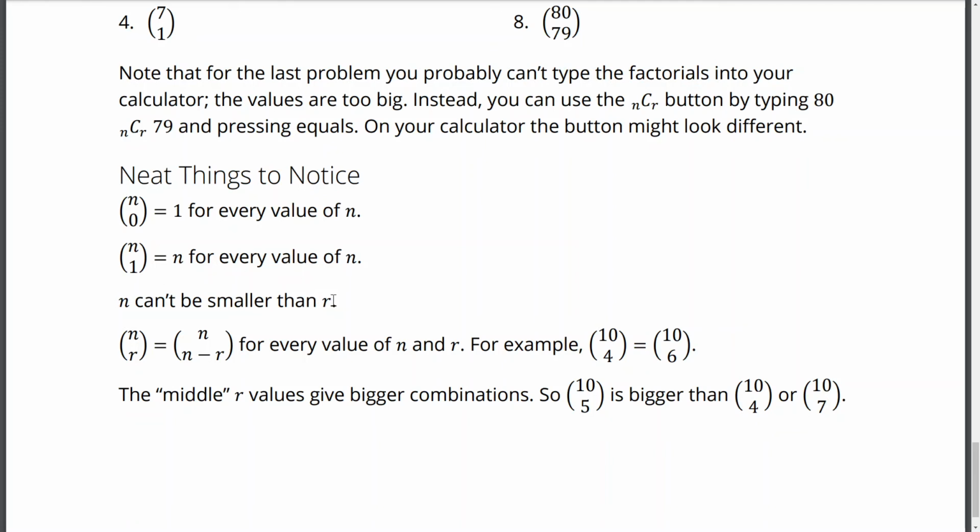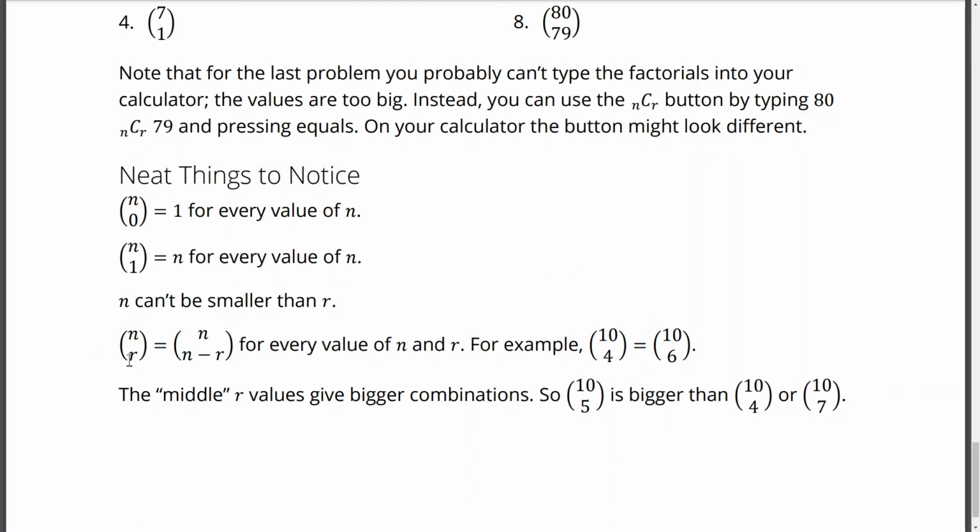n is not allowed to be smaller than r. If you had 8 people, how many ways are there to choose 12? Well, that doesn't make sense. It's not possible to choose 12 people from a group of 8, so we just have a rule that n can't be smaller than r. They can be the same. You can do 10 choose 10, and that's actually going to work out to be the same as 10 choose 0. So that leads me to this second last idea, I guess.